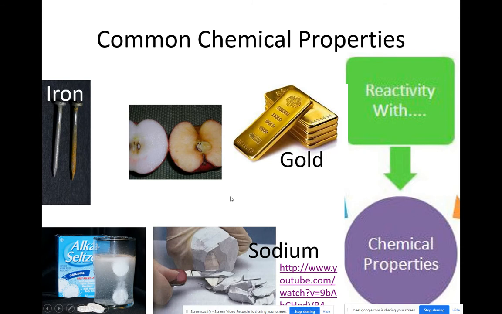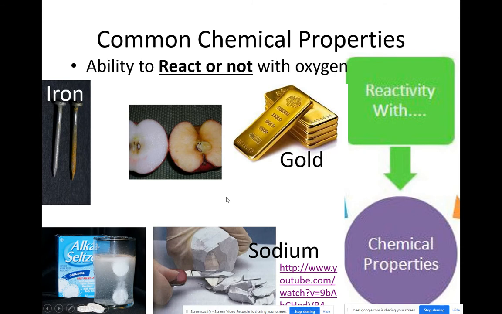All right, so we move onward and upward. Common chemical properties, the ability to react or not react with oxygen. So, apples, nails, Alka-Seltzer, because that's reacting with the oxygen in there. Sodium, all react with it. Gold does not react with it.